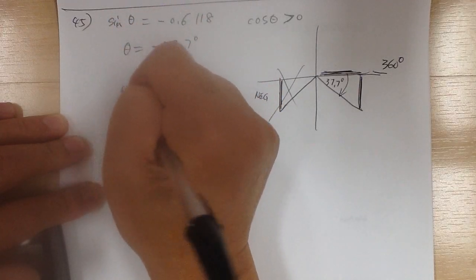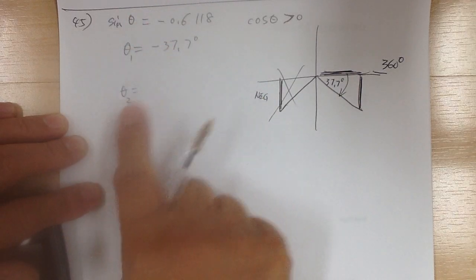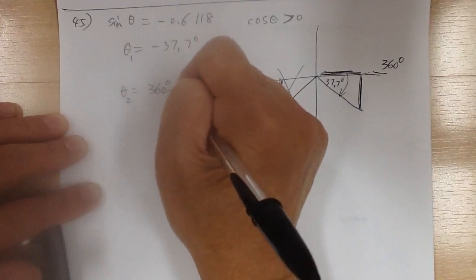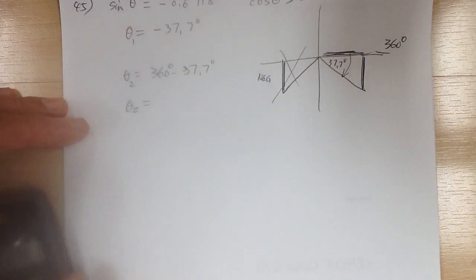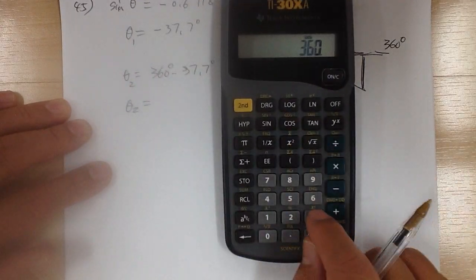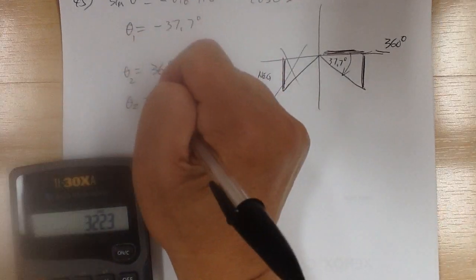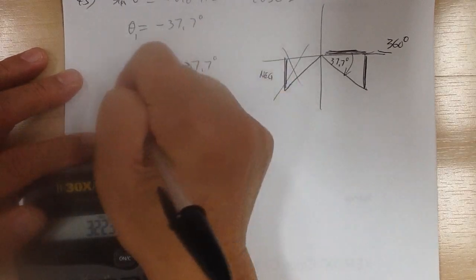The theta you're looking for, I'm going to call this theta 2. It would be equal to 360 minus 37.7 degrees. So theta 2 equal to 360 minus 37.7. And this will give you 322.3 degrees.